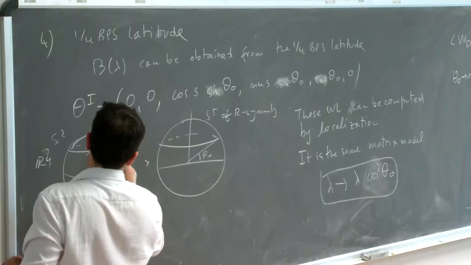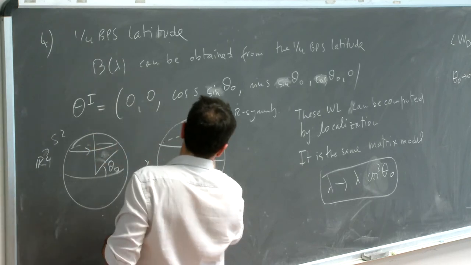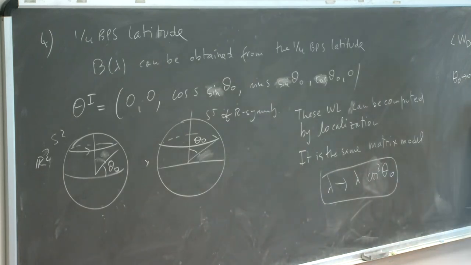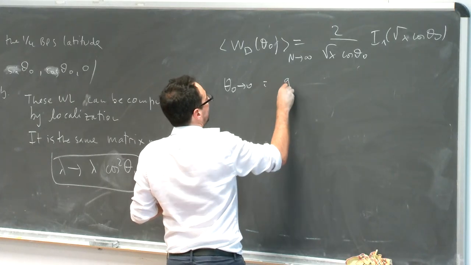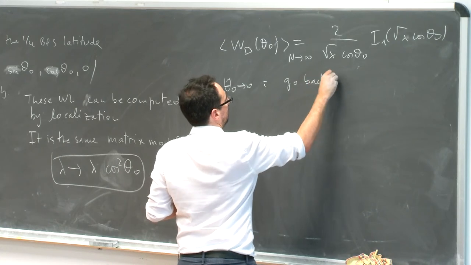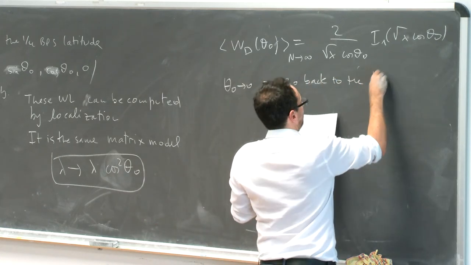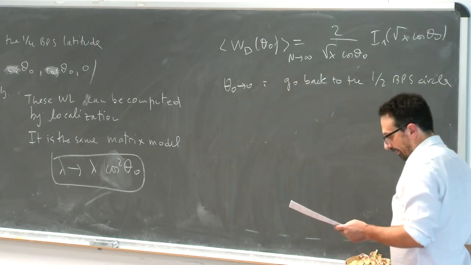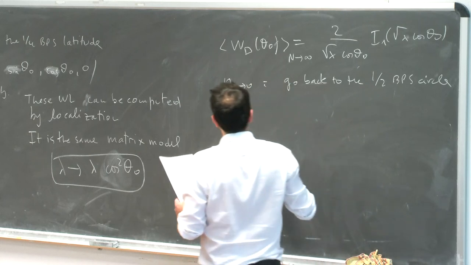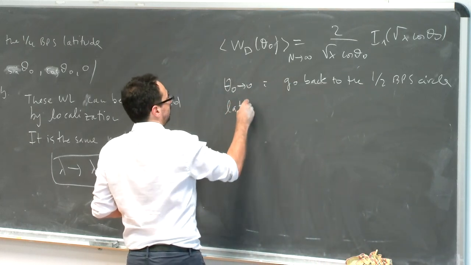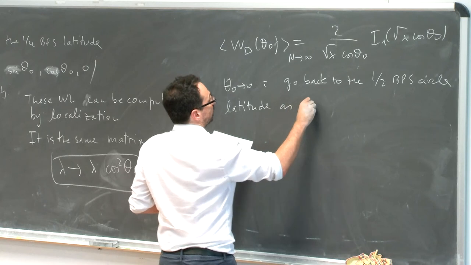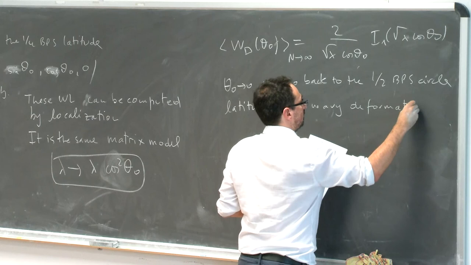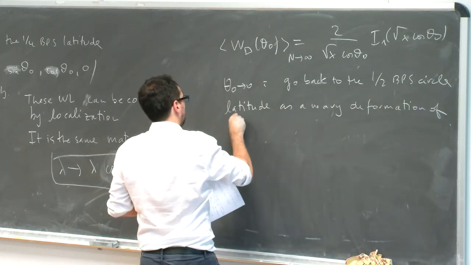So now, when theta 0 goes to 0 — it was the opposite, right? So this is theta 0, and this is theta 0. Sorry about that. So when theta 0 goes to 0, you go back to the half BPS circle. And you can see the latitude is a wavy deformation of the circle.